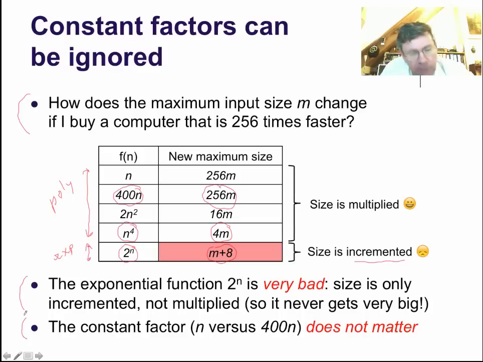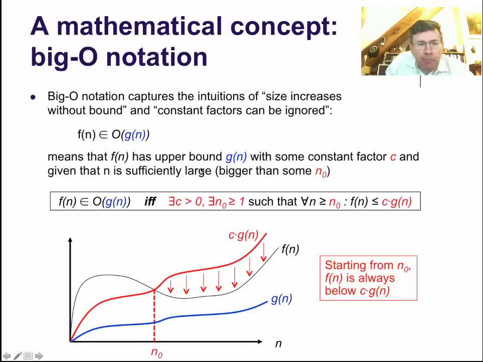Notice also the constant factor doesn't matter. Between 400n and n, both of them is 256. Constant factors, depending on accidents of clock speed and so on, don't really matter. So in order to capture these intuitions, we want to have size increasing without bound. We want to ignore constant factors. We invent a new mathematical concept, which is called big O notation.